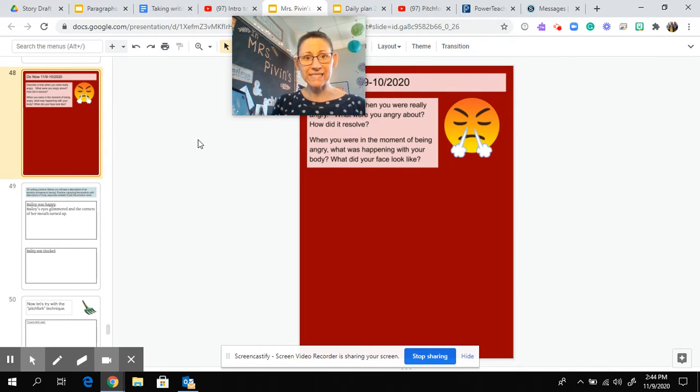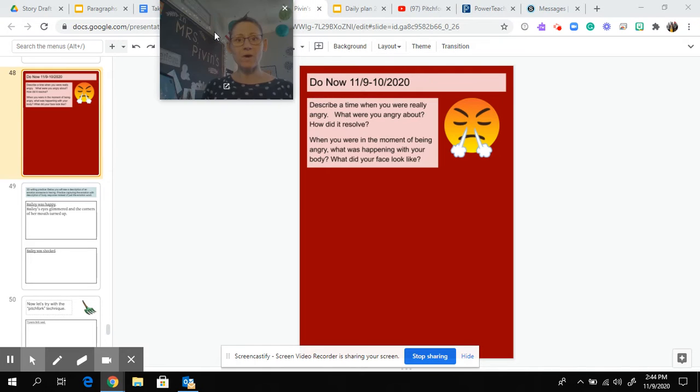The do now looked like this. It was: describe a time when you were really angry. What were you angry about? How did it resolve? When you were in the moment of being angry, what was happening with your body? What did your face look like?